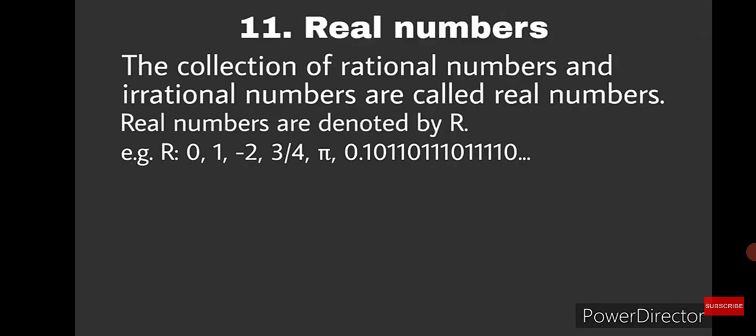Next, real numbers. The collection of rational numbers and irrational numbers are called real numbers. Real numbers are denoted by R. For example, R equals 0, 1, -2, 3 by 4, pi, 0.10110311 1110, and so on. So these are the examples for real numbers.